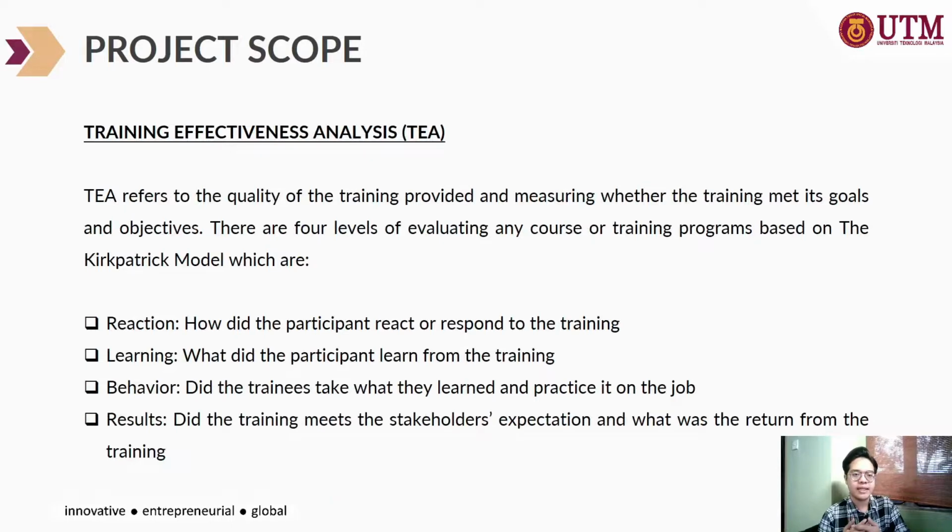The TEA refers to the quality of the training provided and measuring whether the training meets its goals and objectives. There are 4 levels of evaluating training programs based on the Kirkpatrick model: reaction, how did the participants react or respond to the training; learning, what did the participants learn from the training; behavior, did the trainees take what they learned and practice it on the job; and result, did the training meet the stakeholders' expectations, and what was the return from the training.